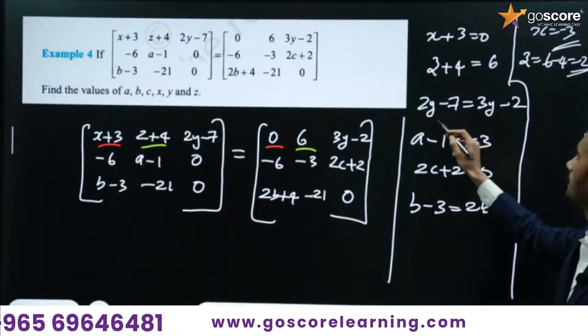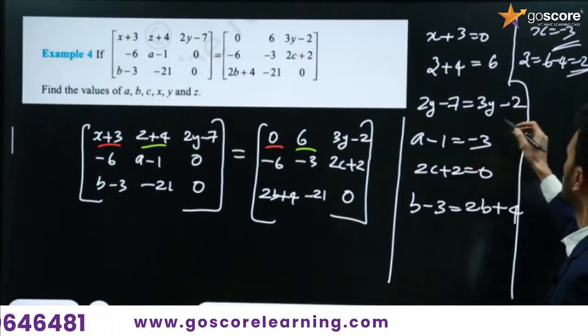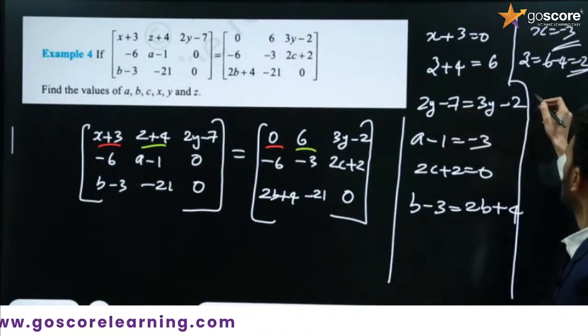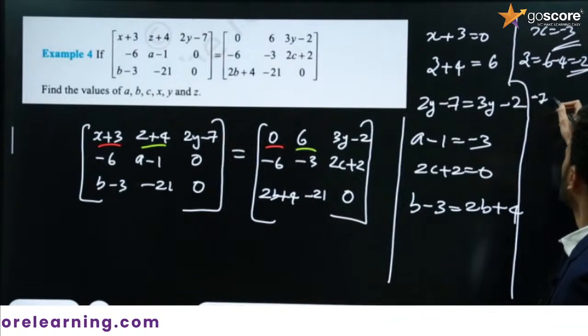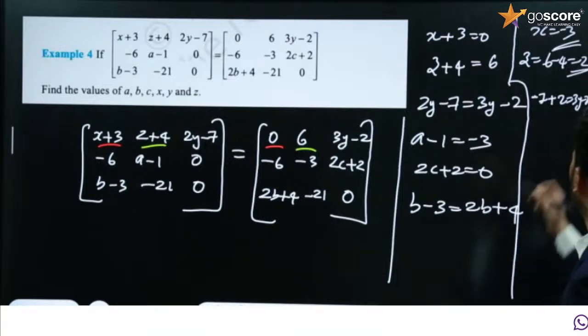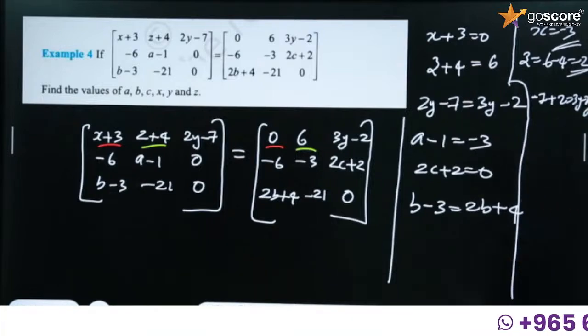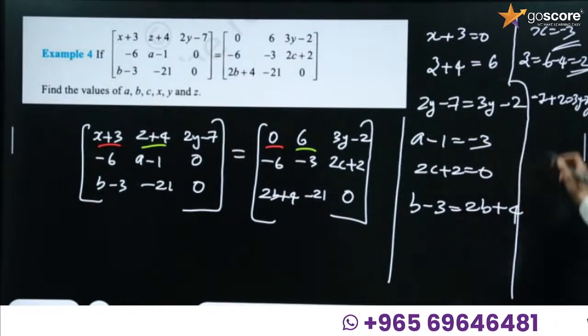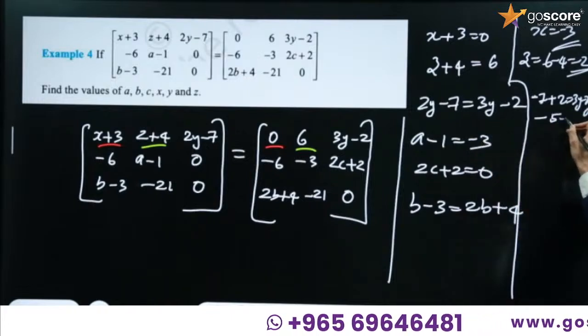Then 2y minus 7 is equal to 3y minus 2. So I am taking this 2y to this side and minus 2 to this side. So minus 7 plus 2 is equal to 3y minus 2y. What is minus 7 plus 2? It is minus 5.